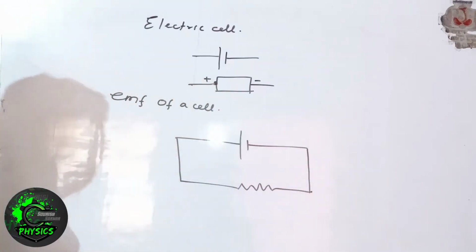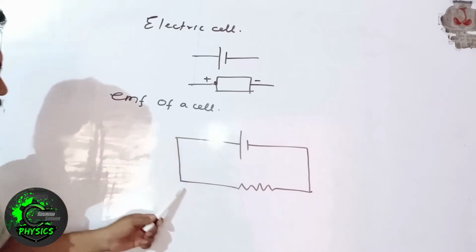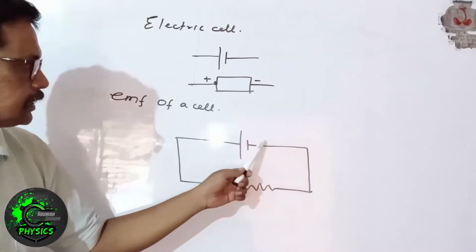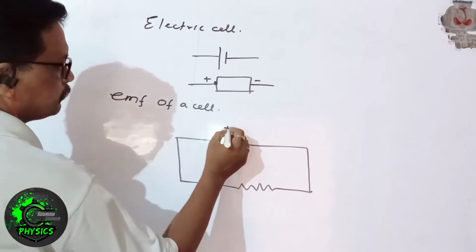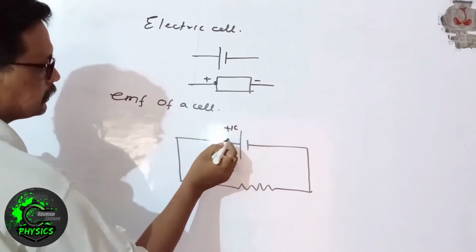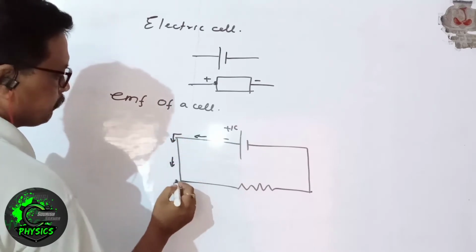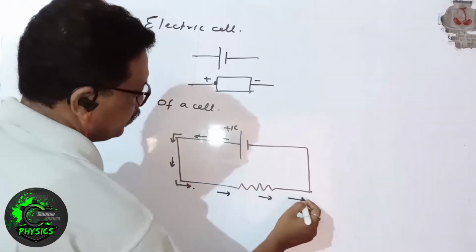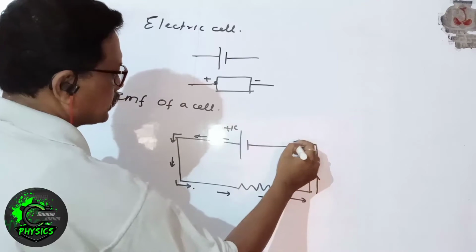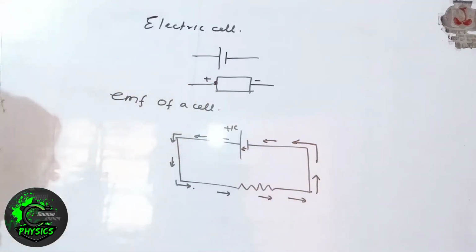What is electromotive force? It is the work done to shift a unit positive charge one round through the external circuit as well as inside the cell. It means how much work a +1 coulomb charge needs to do, or how much energy should be supplied by the cell to this +1 coulomb charge so that it can travel throughout the external circuit as well as through the electrolyte inside the cell. So this is called EMF of the cell.